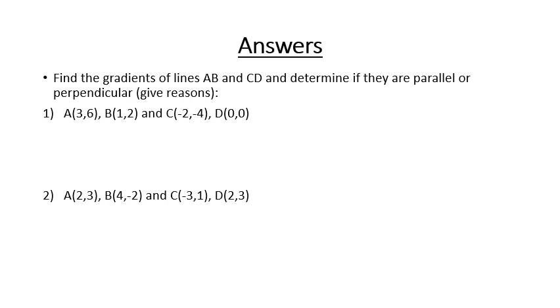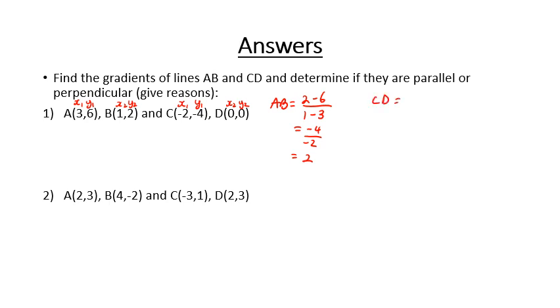In our first question, I'm going to label my coordinates x1 and y1, and x2 and y2, because I need to work out the gradient of AB. Then I'm going to do the same thing for my C and my D. So AB, the gradient was y2, which is 2, take y1, which is 6, over 1, take 3, which gave me negative 4 over negative 2, which gave me a gradient of 2.